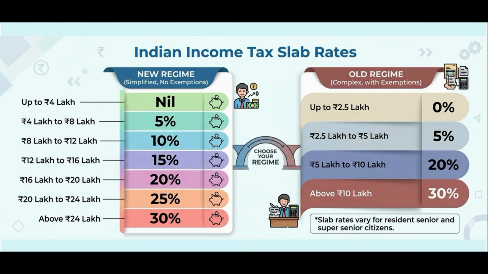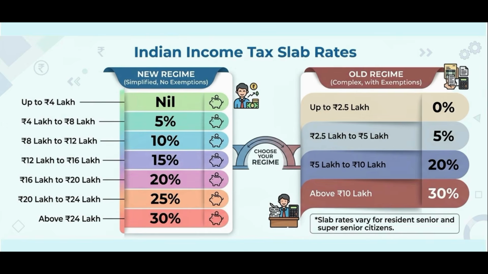But the tax rates are higher. The tax rate under the old regime is: up to 2.5 lakh it is 0%, from 2.5 lakh to 5 lakh it is 5%, from 5 lakh to 10 lakh it is 20%, and above 10 lakh it is 30%. This regime is better if you have many investments and deductions.